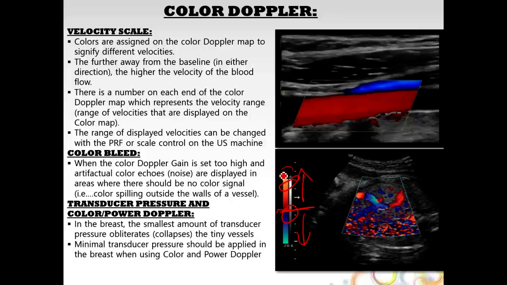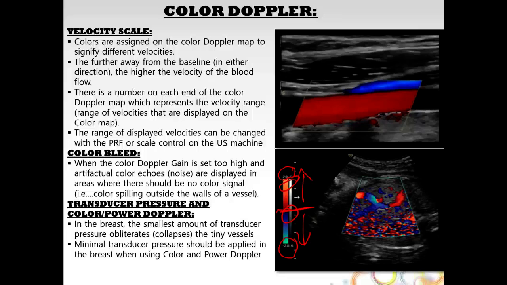Then we're also going to have a number at each end of the color scale here, and that represents the velocity range. So the range of velocities are going to be displayed on that color map. And you can change that range of velocities by changing the PRF or the scale control on an ultrasound machine.